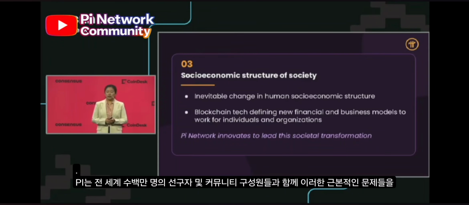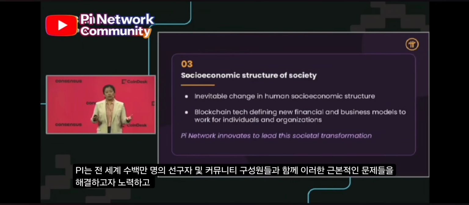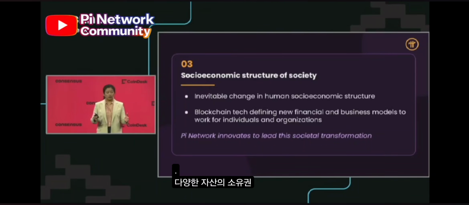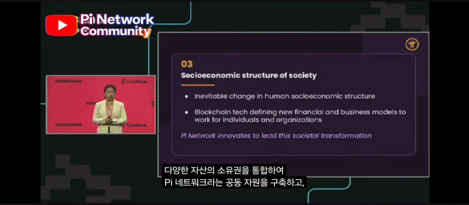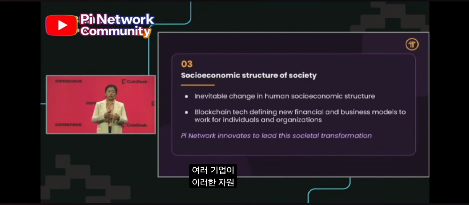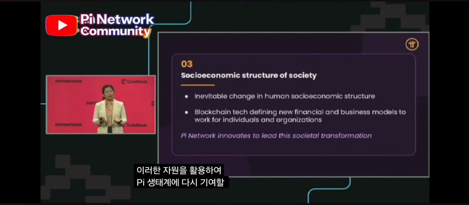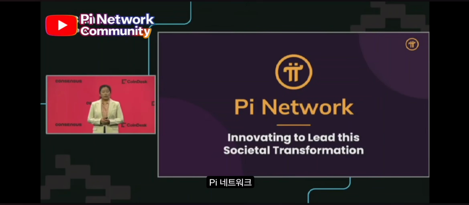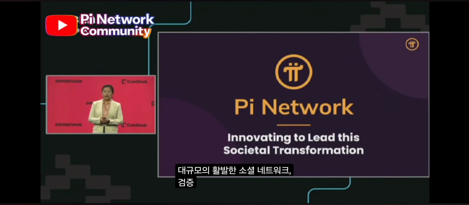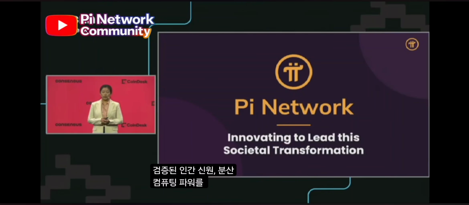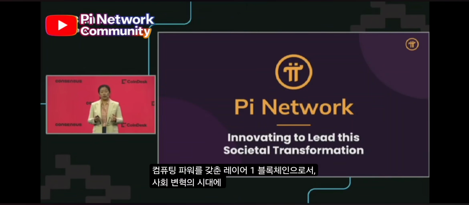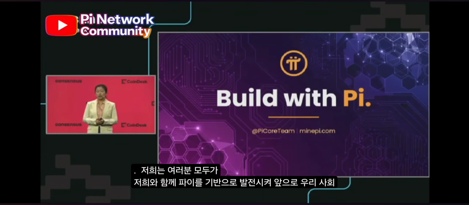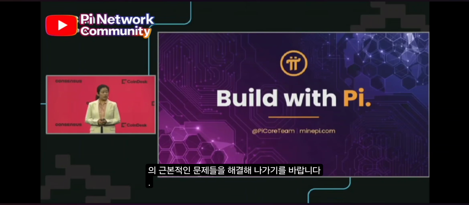These are fundamental problems that Pi tries to solve, along with millions of pioneers and members of the community all over the world, pulling together the ownership of various things to create the collective resources of Pi Network, open to different businesses to tap into those resources and in turn contribute back into the Pi ecosystem. Pi Network, as a layer 1 blockchain with its large engaged social network, verified human identity, and distributed computing power, is innovating to lead during this time of societal transformation. And we invite all of you to build with us and build on top of Pi to solve these fundamental problems of our society in the years to come.